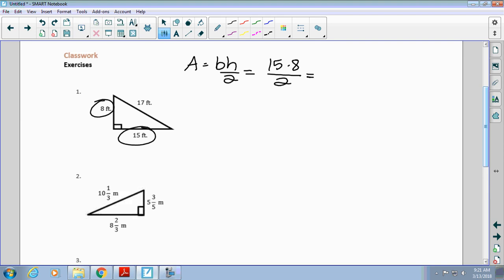Your first step is to write the formula. Step number 2, you have to identify what your base and your height is. Step 3, plug it in. Step 4, now you're going to start your calculation. So 15 times 8, we're going to go ahead and do that. You get 120. So we have 120 divided by 2. And 120 divided by 2, or half of 120, is 60. Very good. And what unit would we want here?